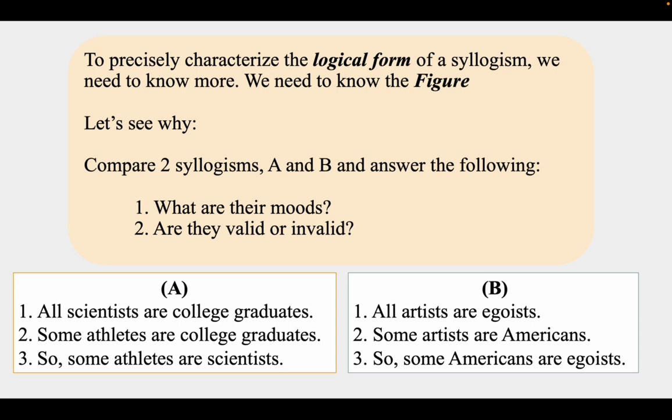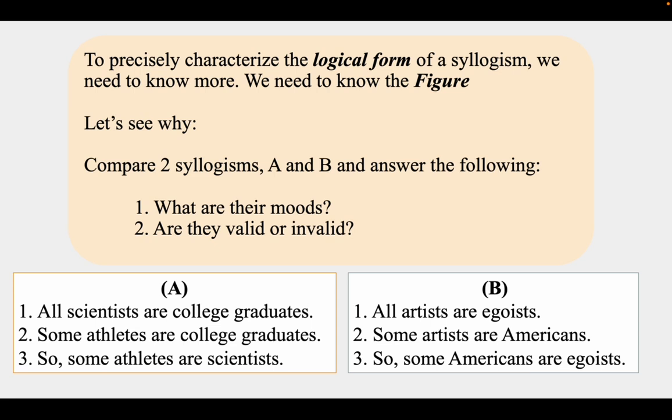when you compare two different syllogisms, compare, for example, A and B. What are their moods? Notice A: all scientists are college graduates. That's an A. Some athletes are college graduates. That is an I. And so some athletes are scientists. And that's another I. So the mood is AII. What about B? Well, B turns out to be the same mood. AII.